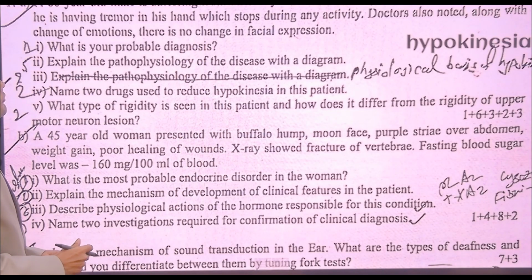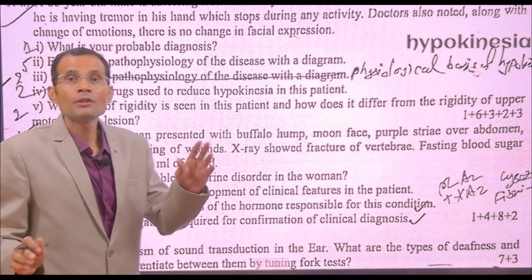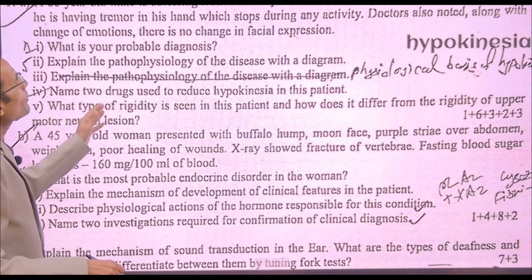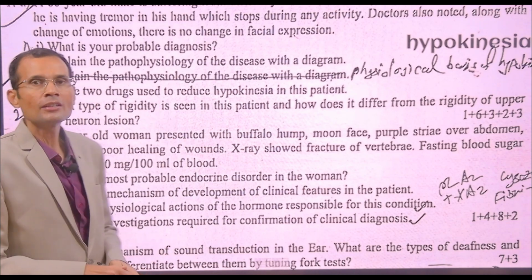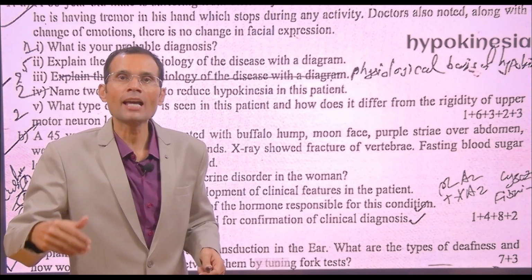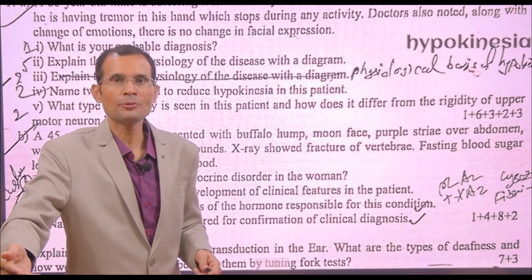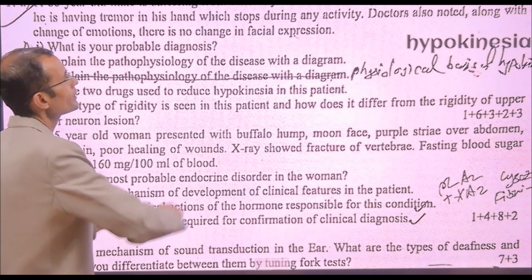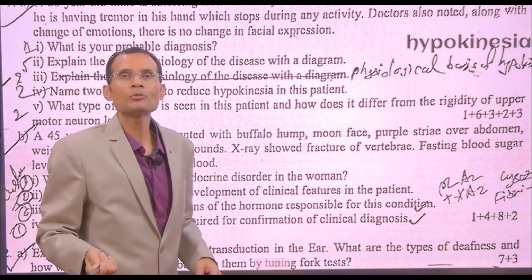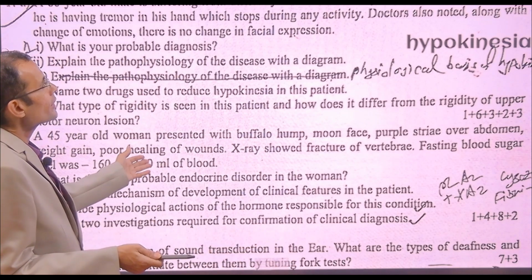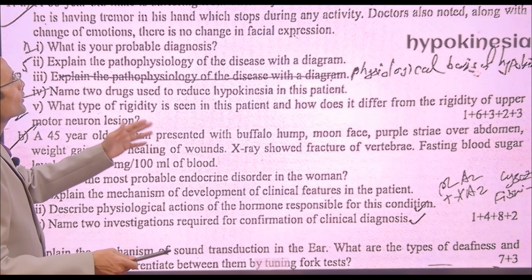A 60-year-old male is suffering from difficulty in initiation of any voluntary movement. Difficulty in initiating the voluntary movement. Okay. While sitting, he is having tremor in his hand, which stops during activity. Answer clear? There is tremor at rest, which disappears when the person makes the activity. What is it? Basal ganglia and Parkinsonism. In the basal ganglia, there is no drive to start the movement. Bradykinesia, Parkinsonism, bradykinesia, tremor at rest, etc. So explain the pathophysiology of the disease with a diagram.